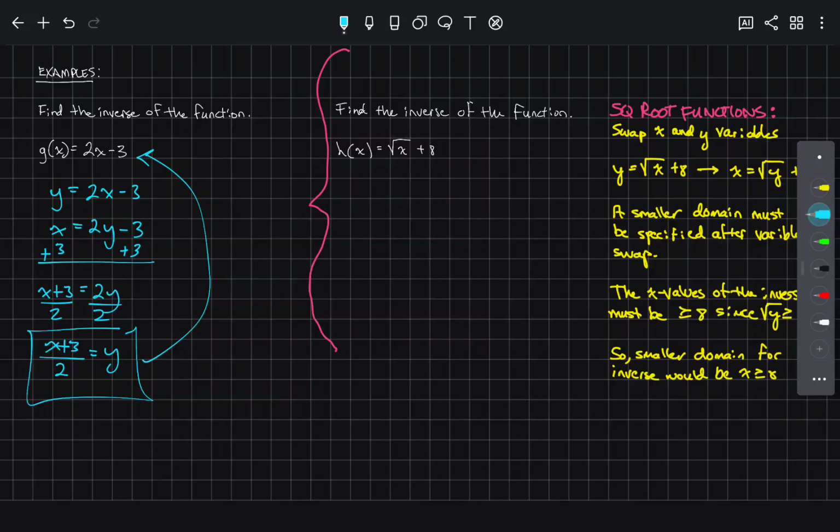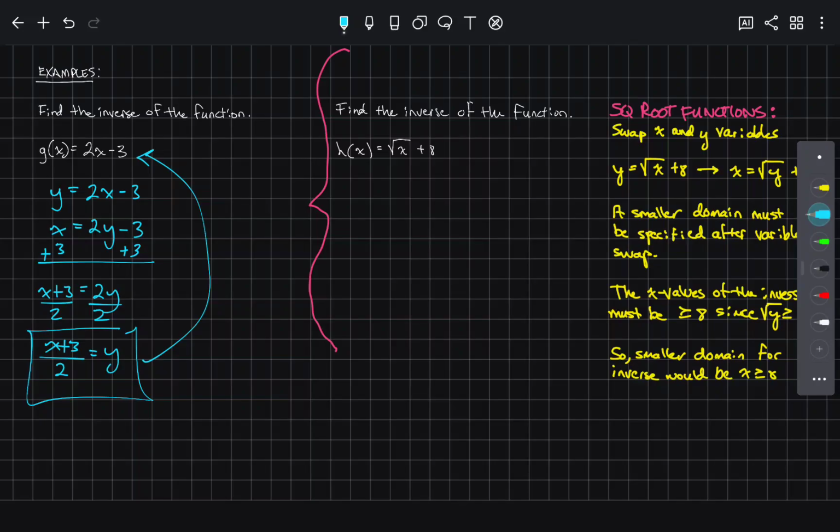And you can see, it's not necessarily as clear-cut and simple as going, oh, okay, that was minus 3, so it's plus 3, and then that was multiplied by 2, so I'm dividing by 2. Sure, it may look obvious, but go through the process and solve for y all over again after you swap the variables.